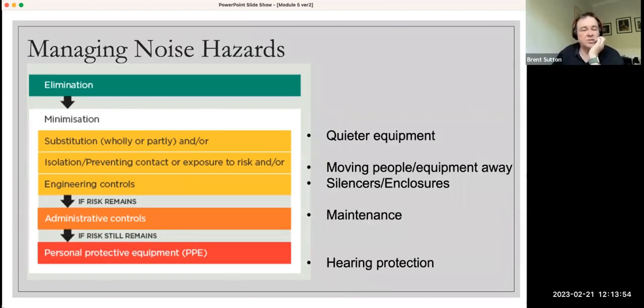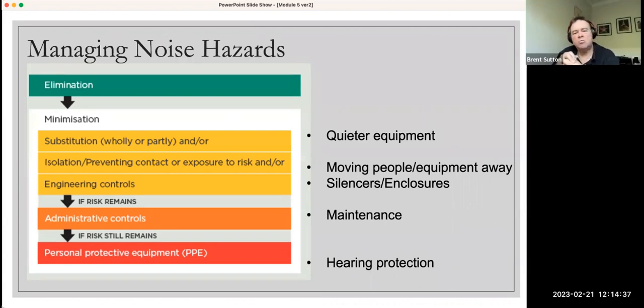So here we go, managing noise. Well, no surprise, a good substitution would be buying quieter equipment. Sound good? Isolation control would be either moving people away from the source of the noise or moving the source of the noise away from people. So for instance, machinery that is driven by pneumatics, by air, why does the compressor need to be near the machine? Why can't we move that compressor outside the building?